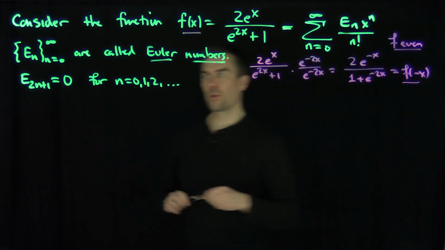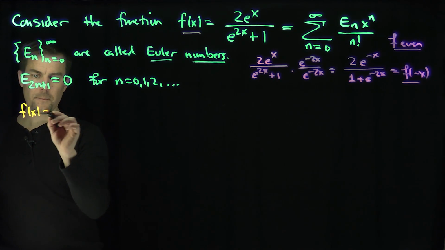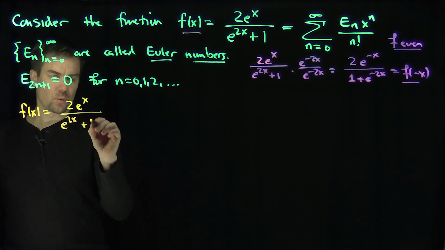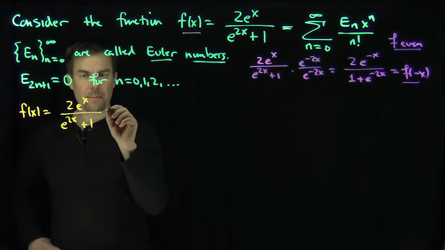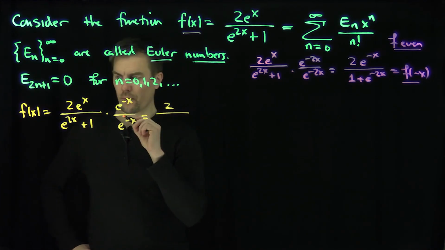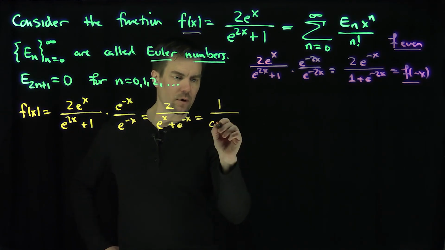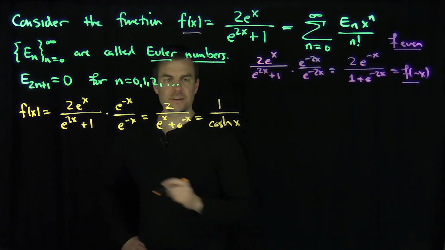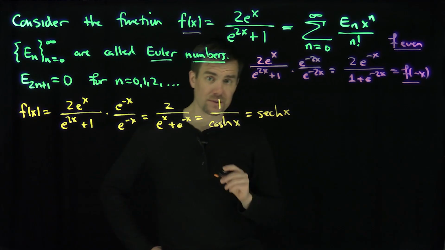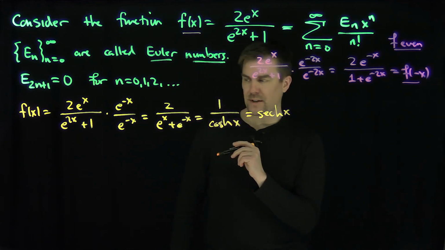Now I can relate this function to some well-known functions, because in particular what I can do is this. I can multiply f of x, which is 2 e to the x over e to the 2x plus 1, and this time I'm going to multiply the top and bottom by e to the negative x. And this will turn into 2 over e to the x plus e to the negative x. And this is 1 over the hyperbolic cosine of x. And so this is called the hyperbolic secant of x. And we're going to see this function has very important Fourier analytic properties. So hyperbolic secant of x.